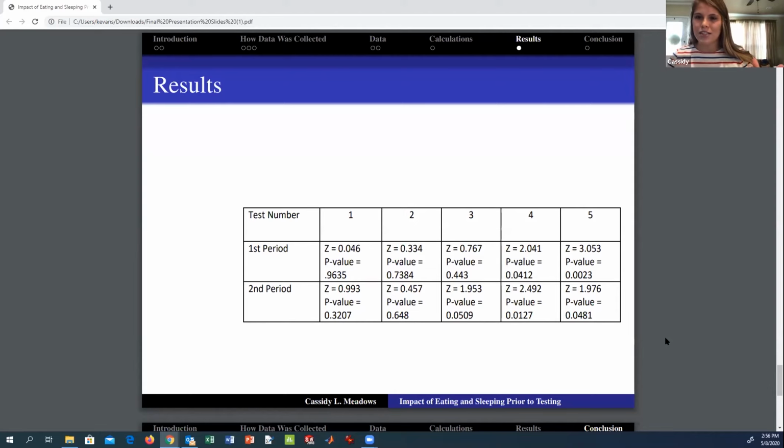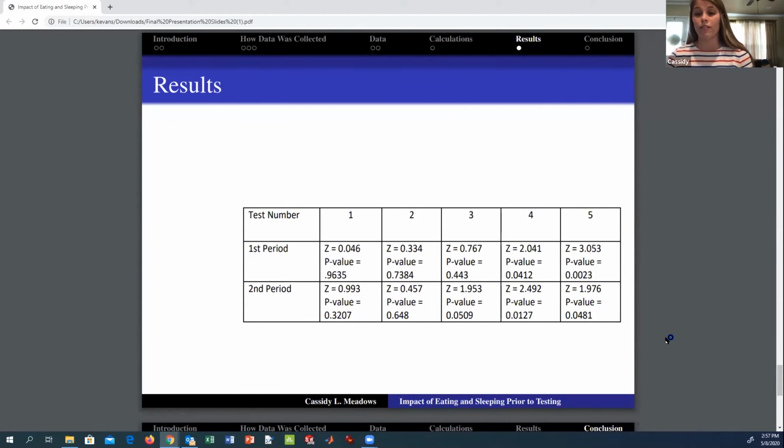And so as you can see here, for test number 1, 2, and 3, if you look at their p-values, they are greater than the significance level I chose. Therefore, the first, second, and third test scores did not have any statistical significance, meaning that factors like eating and sleeping did not have an impact on their test scores.